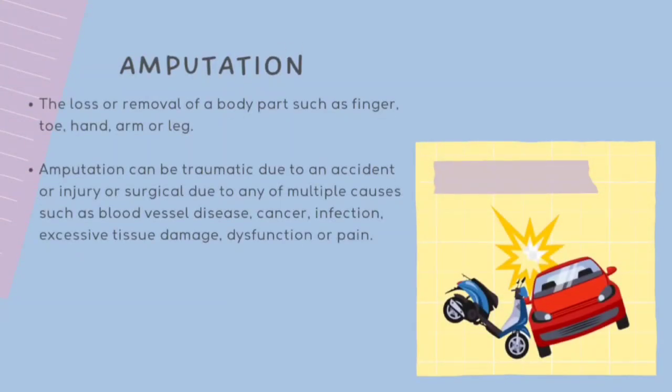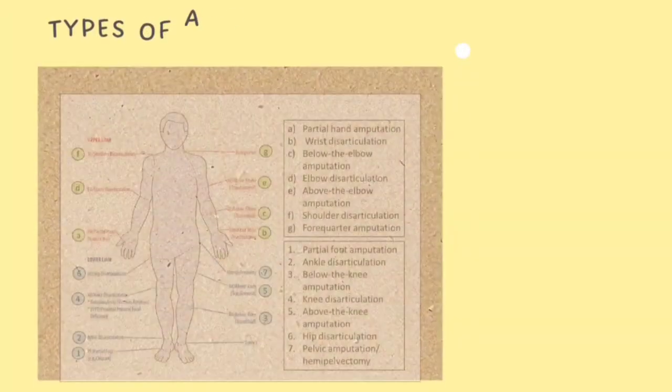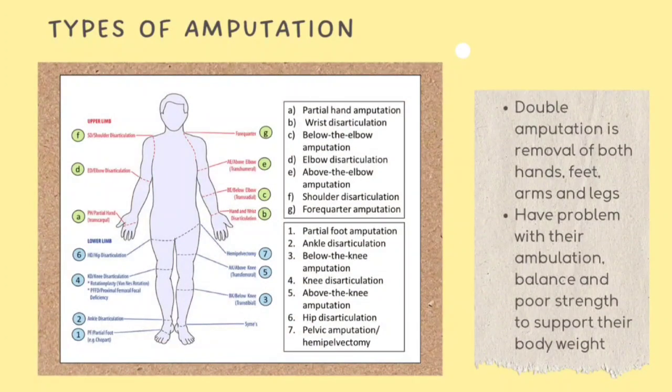The second condition is amputation. The definition of amputation is the loss or removal of a body part such as a finger, toe, hand, arm, or leg. Amputation can be traumatic due to an accident or injury, or surgical due to any of multiple causes such as blood vessel disease, cancer, infection, excessive tissue damage, dysfunction, or pain. This picture consists of types of amputation.